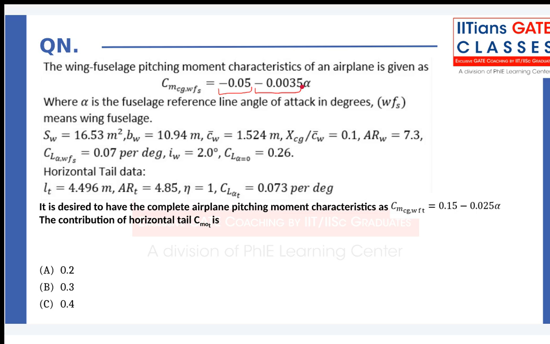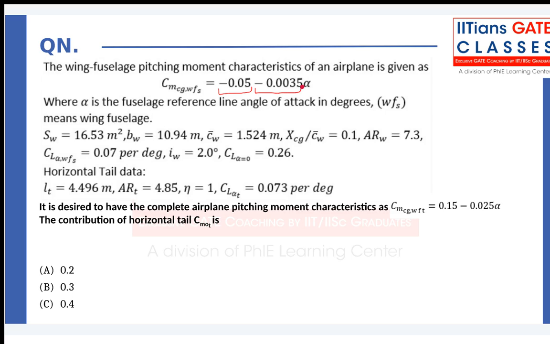Then they've given you IW. IW is the wing setting angle. That is the angle at which the wing is fixed on the aircraft. Then you have CL alpha 0. What is CL alpha 0? What is that quantity? At alpha equal to 0, what is the lift? What is the lift coefficient, right? So this means that it is a cambered airfoil. It is not a symmetric airfoil. For a symmetric airfoil, CL at alpha equal to 0 is 0.